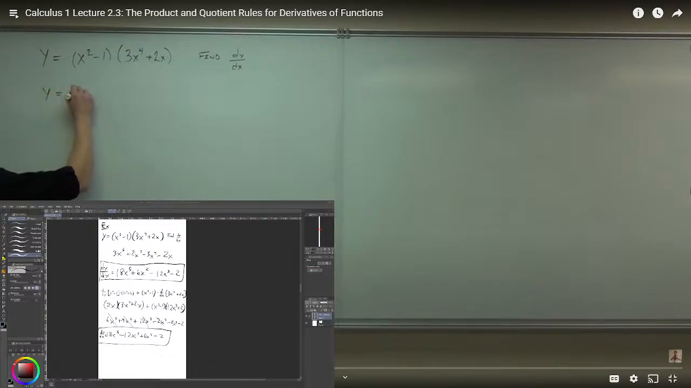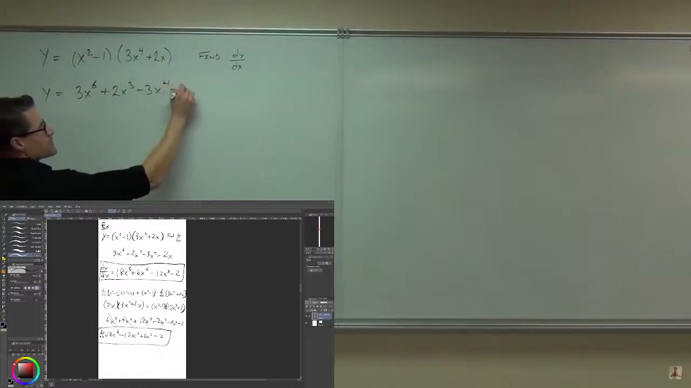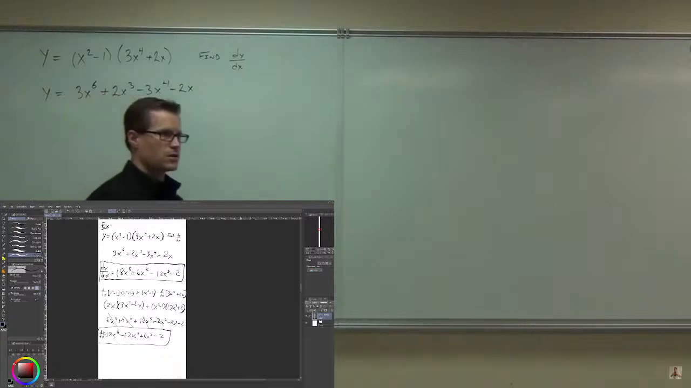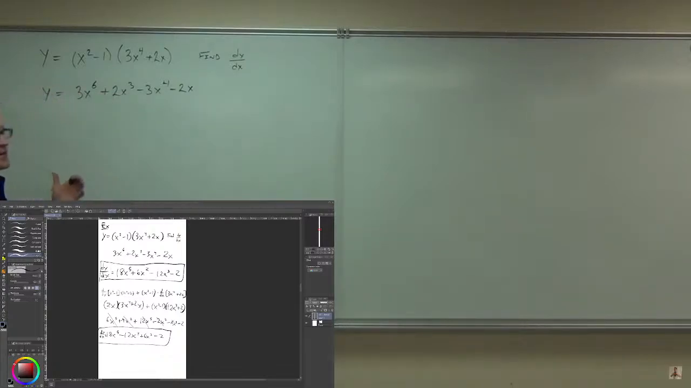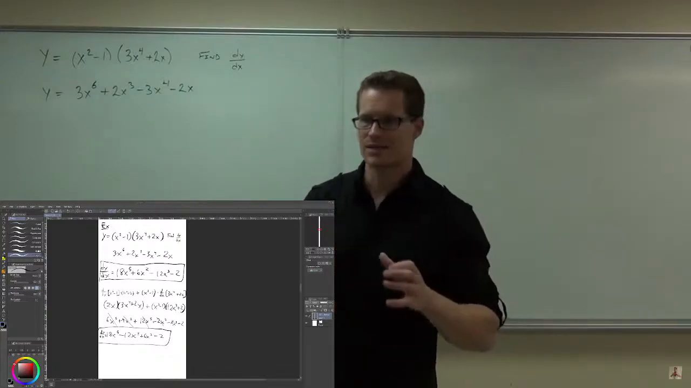We'll get 3x to the 6th plus 2x to the 3rd minus 3x to the 4th minus 2x. Are you okay with that so far? Check for any like terms. Do I have any like terms? No. So maybe reorganize it just a little bit, because that's the way we like to see our polynomials.